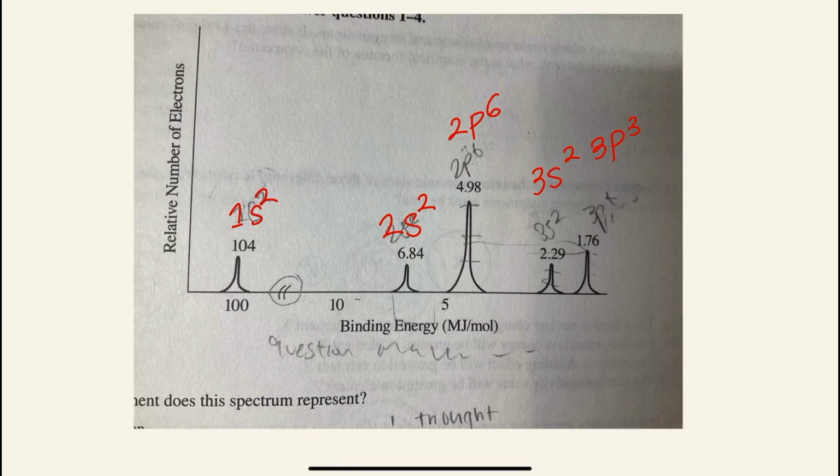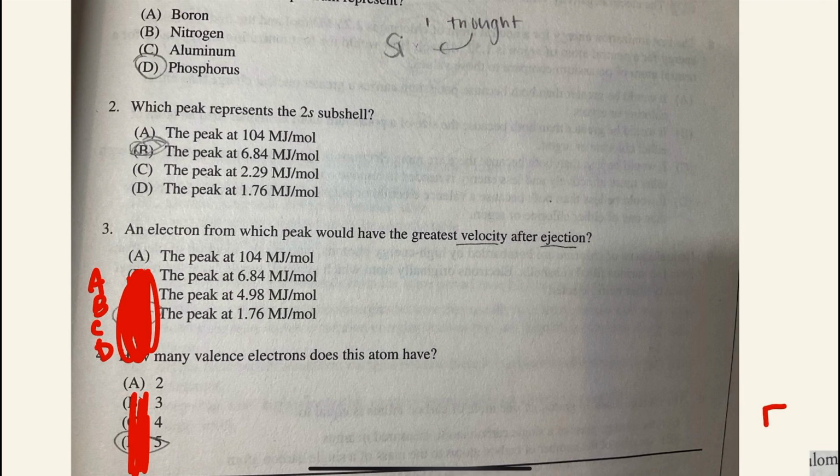So closer shells, closer to the nucleus that is, are going to require more binding energy than farther ones. Practice problem 3 asks, if an electron is ejected, which peak would it have to be ejected from to have the greatest velocity? The megajoule per mole is just another unit of energy, like eV. I hid the right answer, but what do you think it is? Pause the video and try to figure it out. If you got D, you're correct.